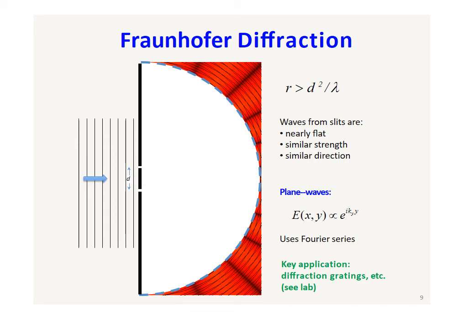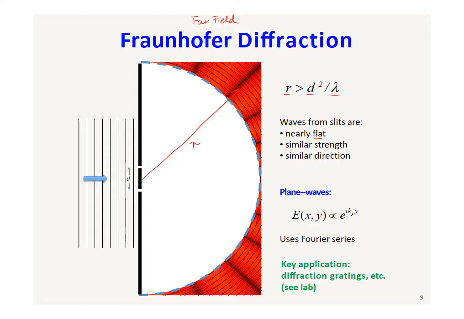Fraunhofer diffraction is also known as far-field diffraction. It's what we see when we're far enough away from our diffracting object so that r is greater than d squared, where d is the largest size or diameter of the object or obstacle that we're looking at, divided by the wavelength. When we are at a position that's quite far from our diffracting object, the waves are going to be nearly flat, so they are planar wavefronts that we are seeing.